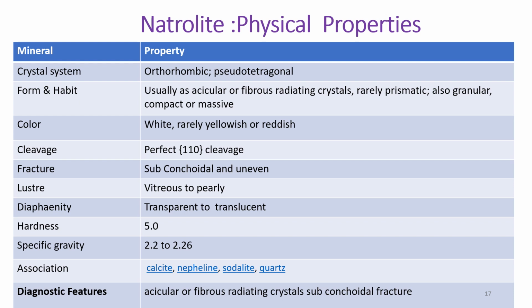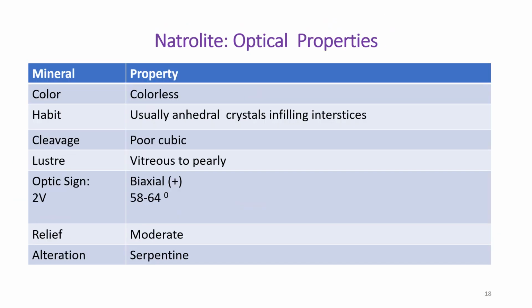So diagnostic features are acicular or fibrous radiating crystals, and it exhibits a subconchoidal fracture. Coming to the optical properties of natrolite, the color is colorless, and habit, generally it occurs usually as anhedral crystals filling interstices, and it has a poor cubic cleavage. It has a vitreous to pearly luster, and it is biaxial positive, and the 2V of natrolite is about 58 to 64 degrees, and the relief is moderate, and it alters to serpentine.